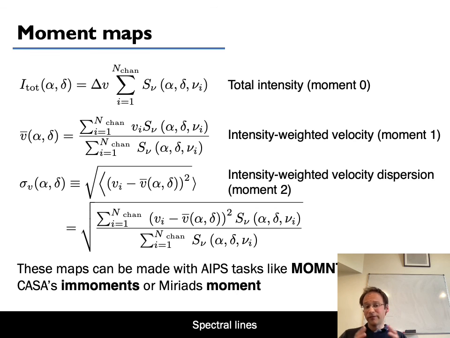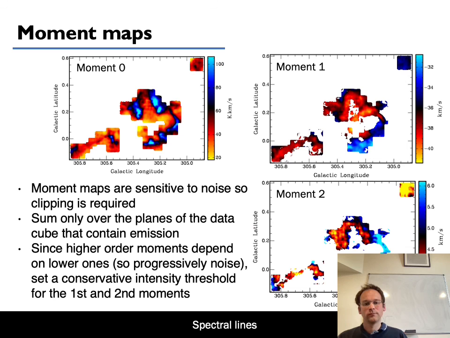And then finally, another common moment that's used is moment 2, and this is the intensity weighted velocity dispersion. That tells you about how much dispersion there is at a given position in velocity, and that tells you about things like the turbulent motion and just the unordered motion at that position. So here we have examples of the moment 0, moment 1, and moment 2 maps for these data.